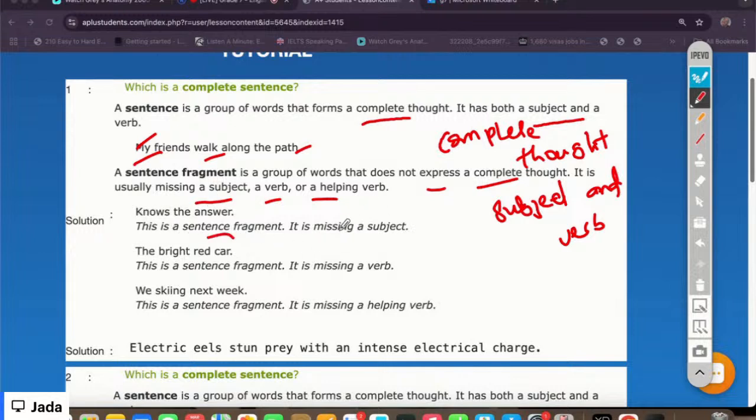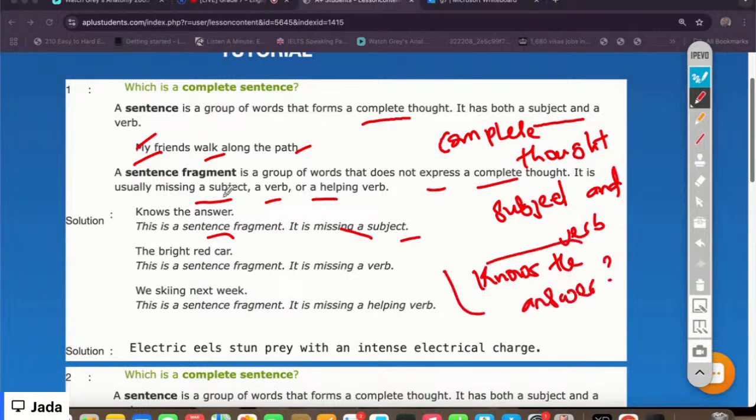Now we have: knows the answer. This is a sentence fragment. It is missing a subject because we say knows the answer. Who knows this answer? We have no idea who knows the answer, meaning that this sentence is missing a subject. If you want to fix it, you can say he knows the answer, she knows the answer, like that.